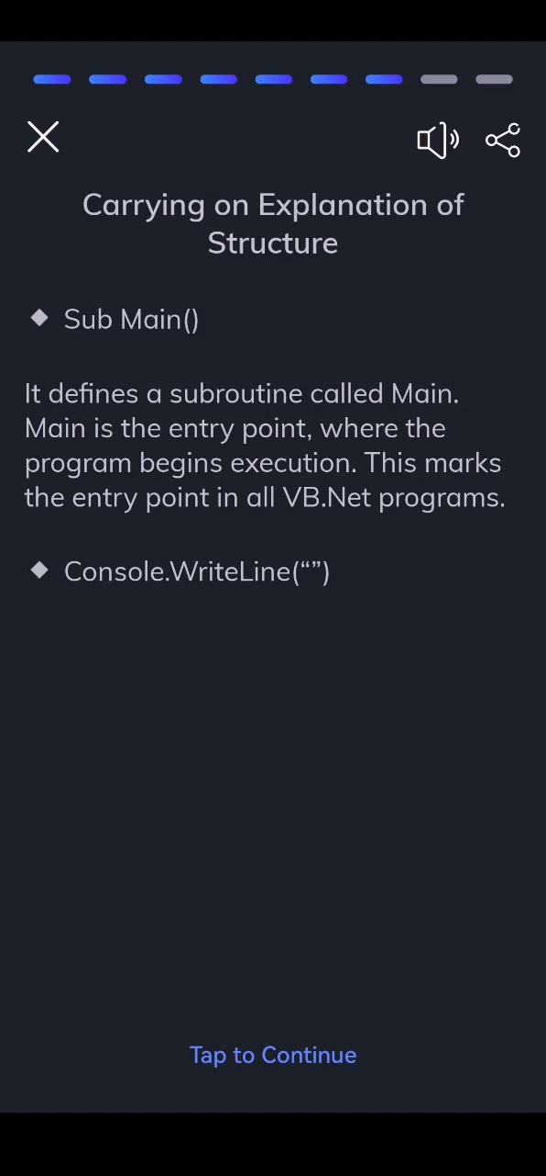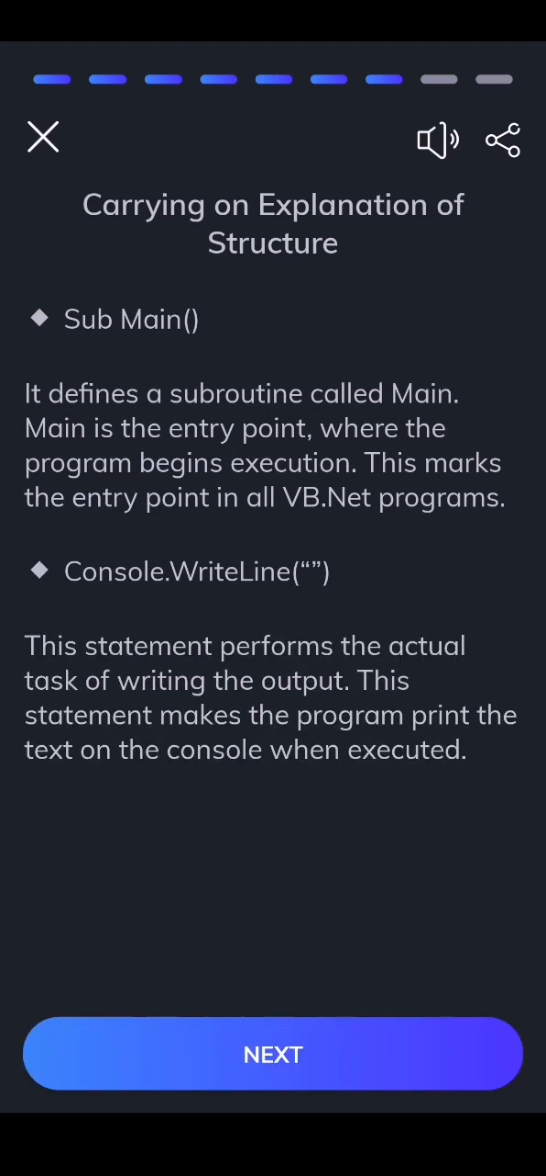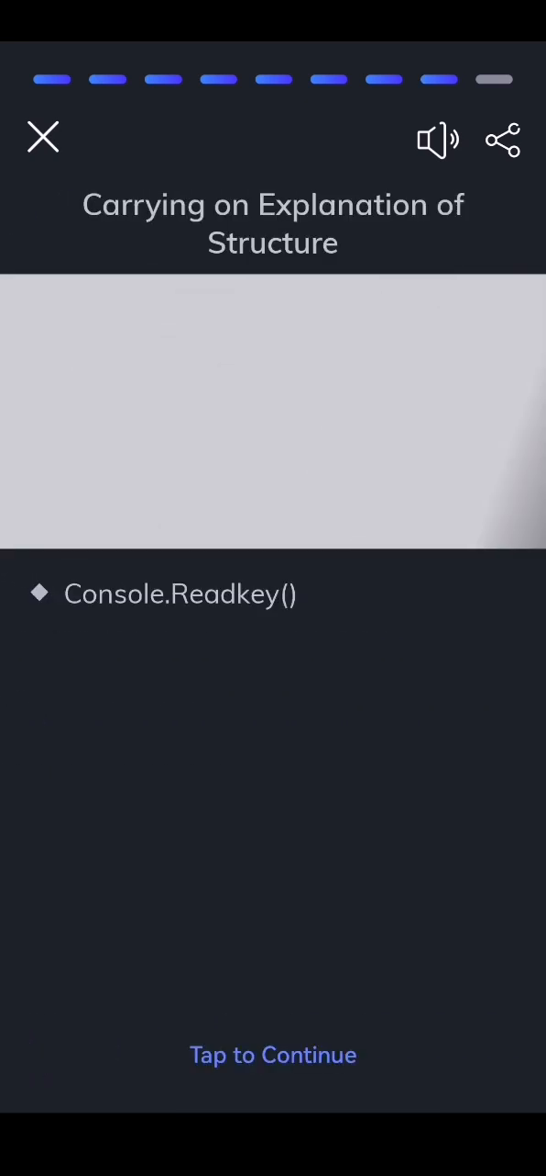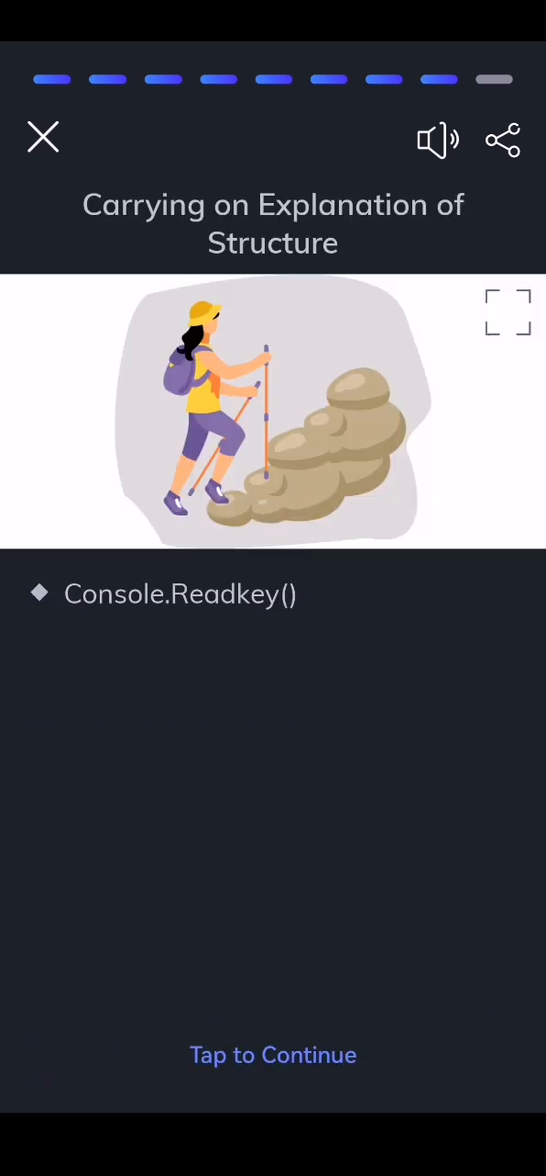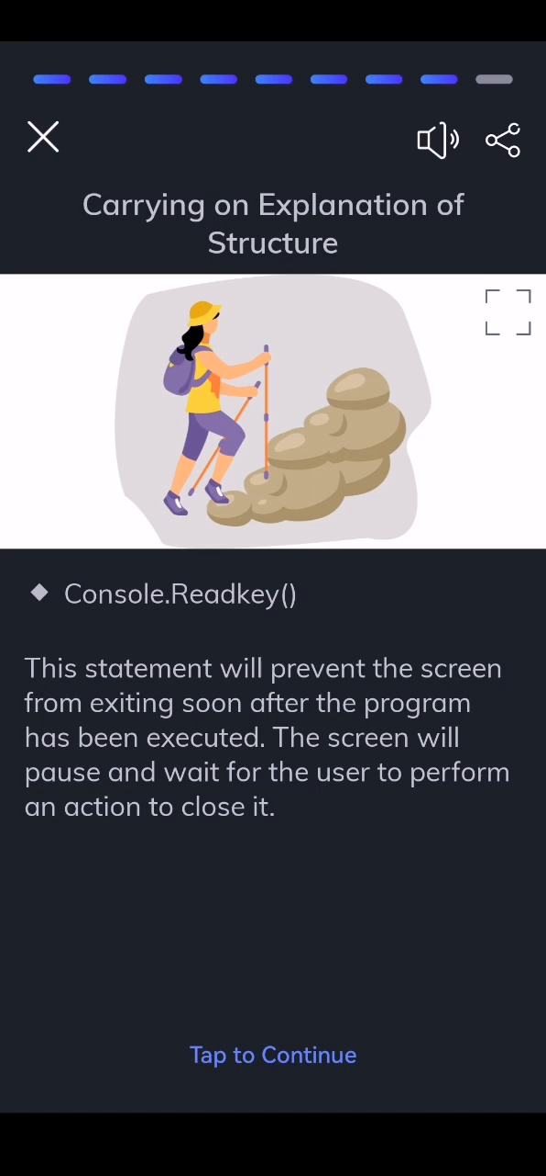Console.WriteLine. This statement performs the actual task of writing the output. This statement makes the program print the text on the console when executed. Console.ReadKey. This statement will prevent the screen from exiting soon after the program has been executed. The screen will pause and wait for the user to perform an action to close it.